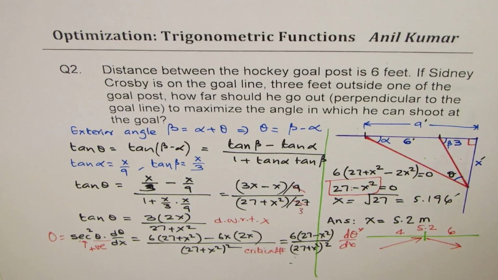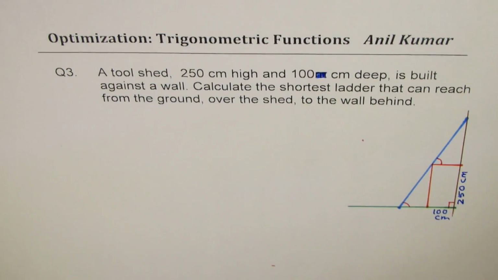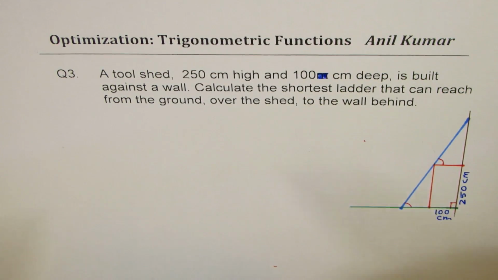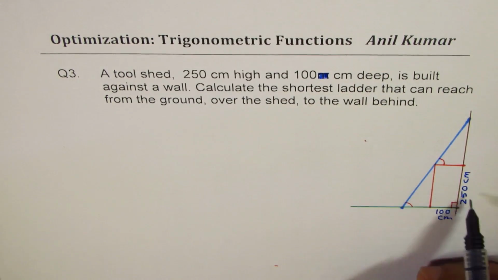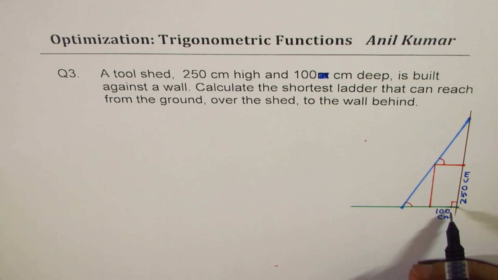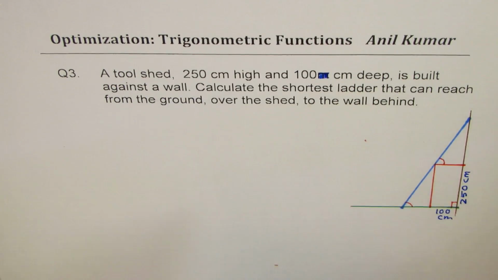Now let's move on to the solution of question number 3. Question number 3. A tool shed 250 centimeter high and 100 centimeter deep. So that is the tool shed, 250 centimeter high, 100 centimeter deep, is built against a wall. So that's the wall.